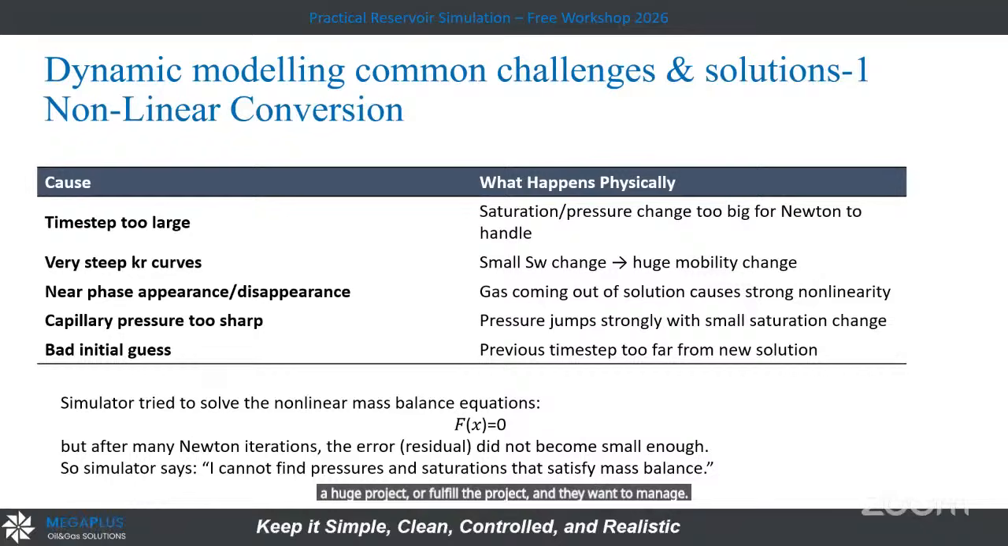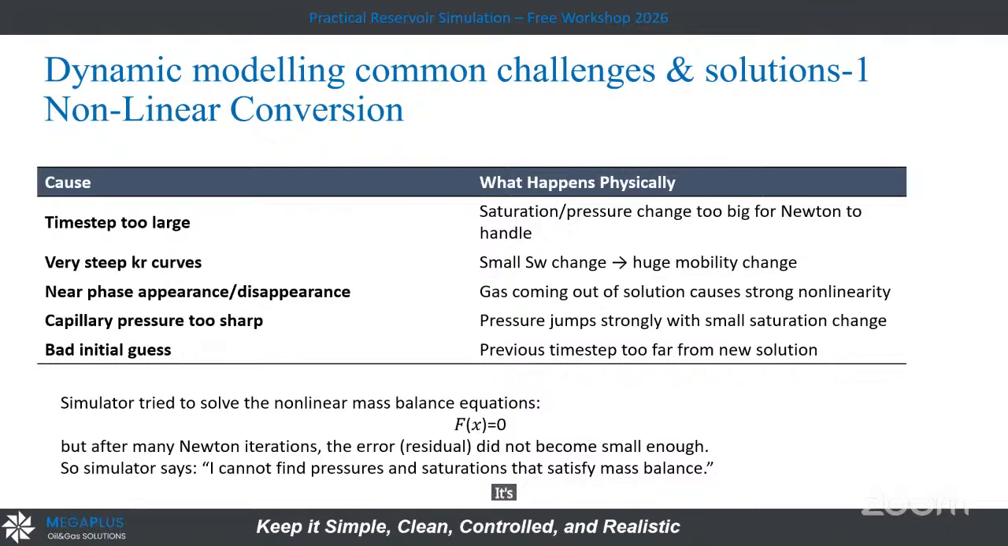So the first challenge is something called nonlinear convergence error. Why could we have a nonlinear convergence error? If we have time steps that are too large. Imagine that you have a time step over which you want the simulator to calculate what happened in the cell, and you make the time step too large, so a sudden change in the cell will happen.